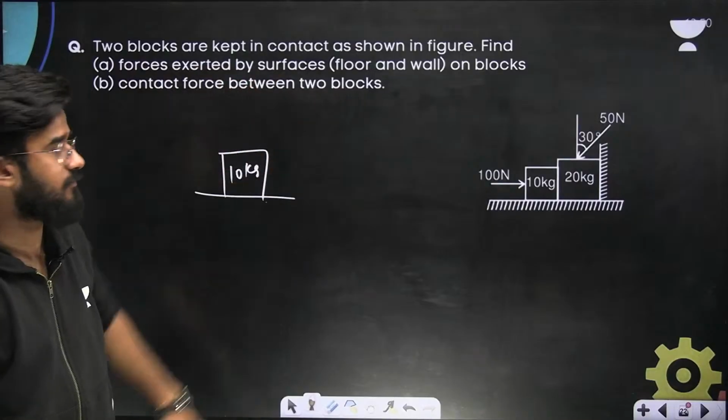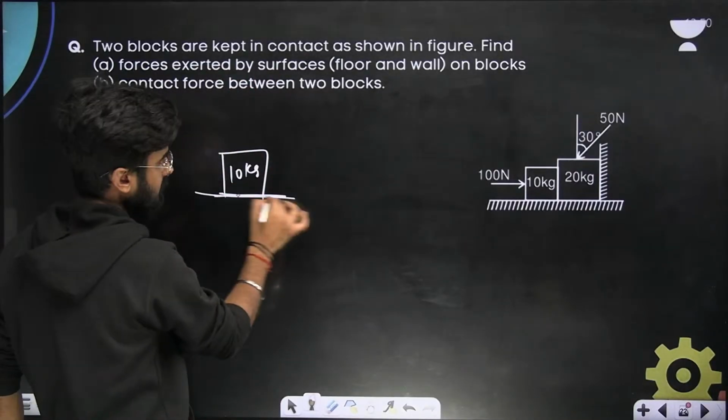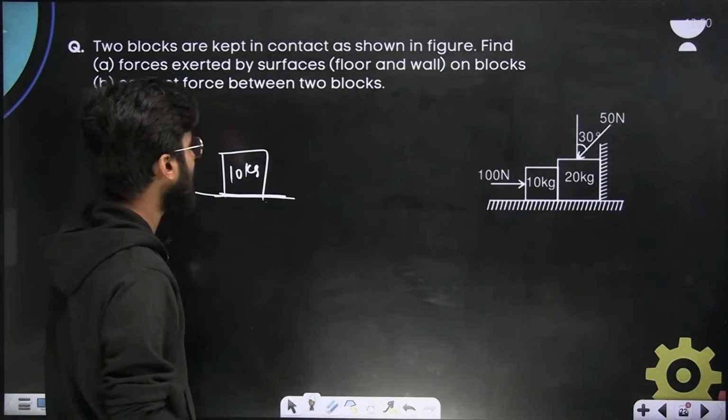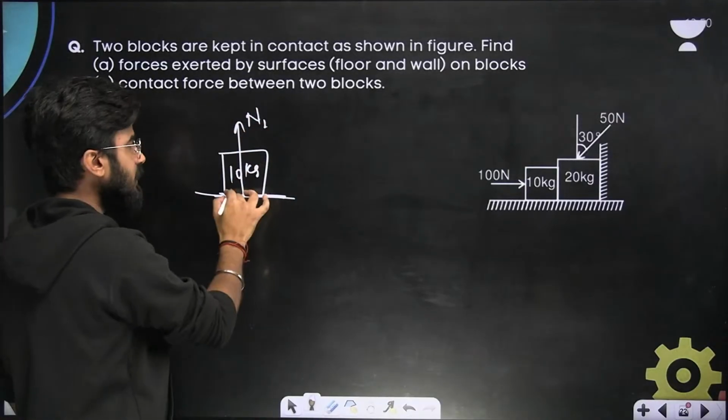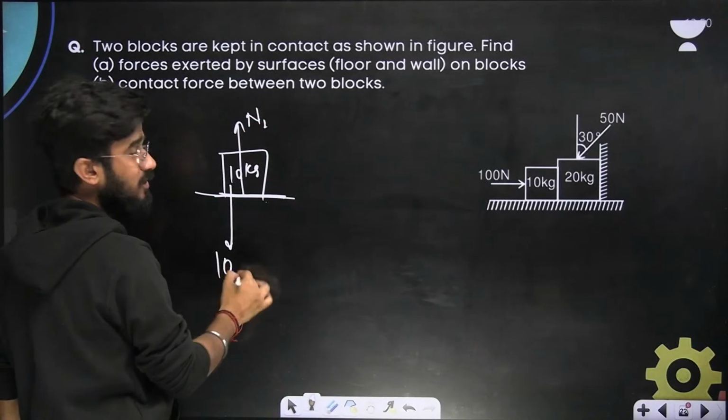We have to find the forces by the surfaces. So first of all, this ground surface is applying normal in the upward direction. So this is normal, suppose N1. And this is applying downwards mg, which means 10 into 10. What is the value of g?